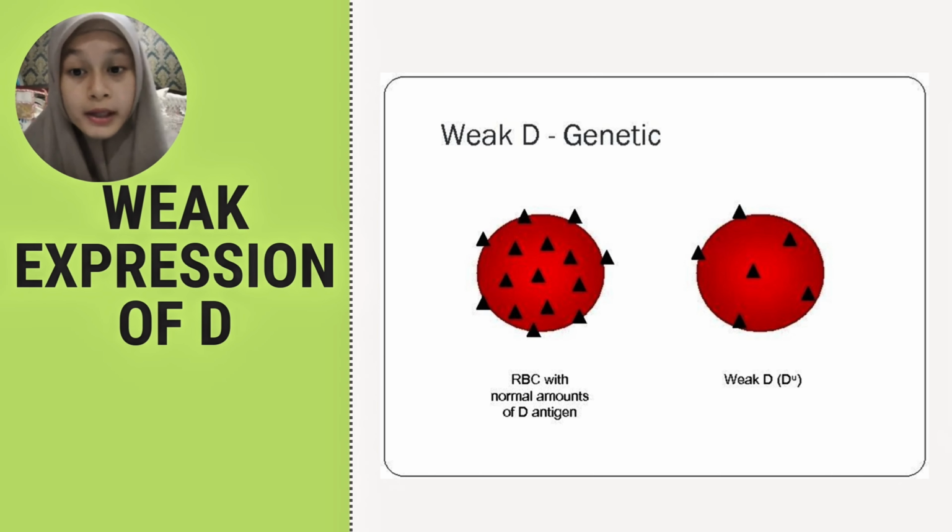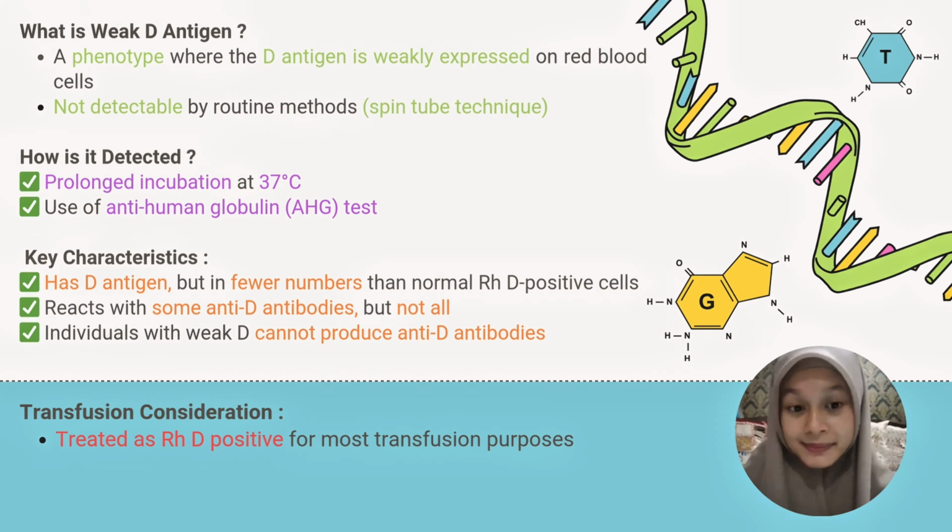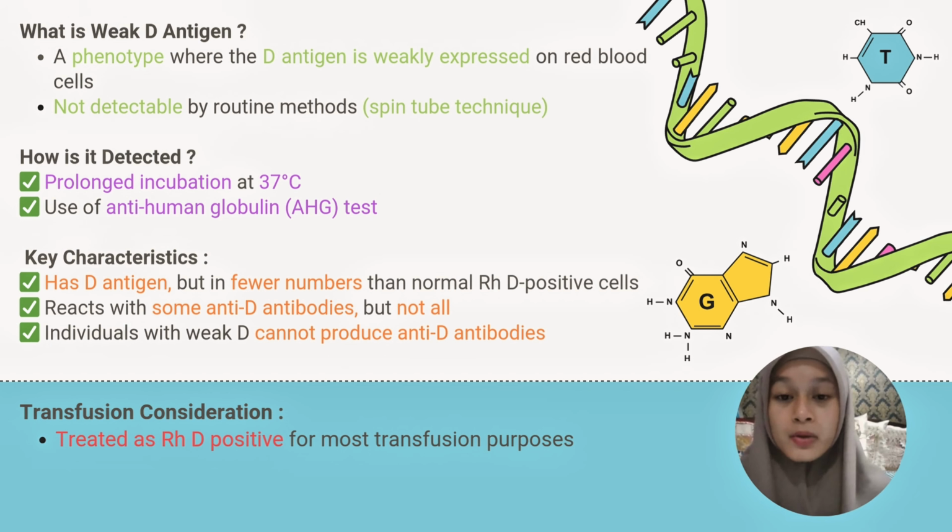So next is weak expression of D. What is weak D antigen? It is a phenotype where the D antigen is weakly expressed on red blood cells. It is not detectable by routine methods, which is the spin tube technique. So how is it detected? First, by use of prolonged incubation at 37 Celsius and the use of anti-human globulin tests.